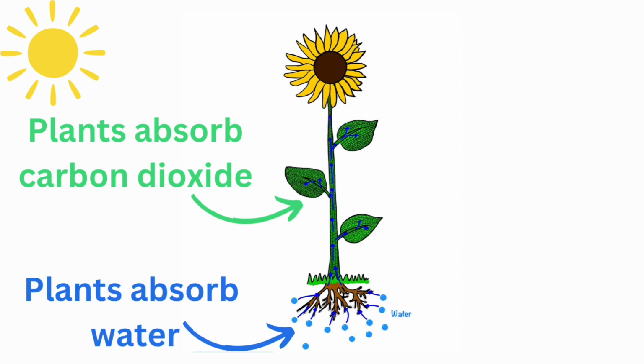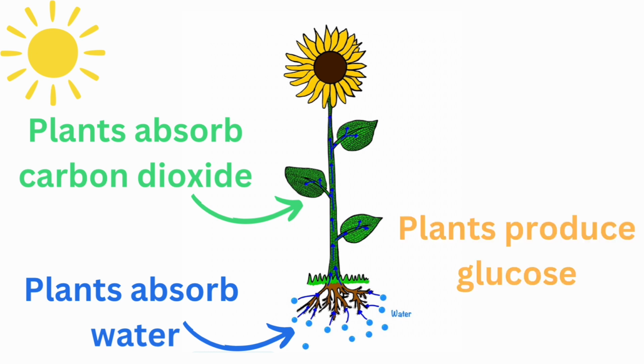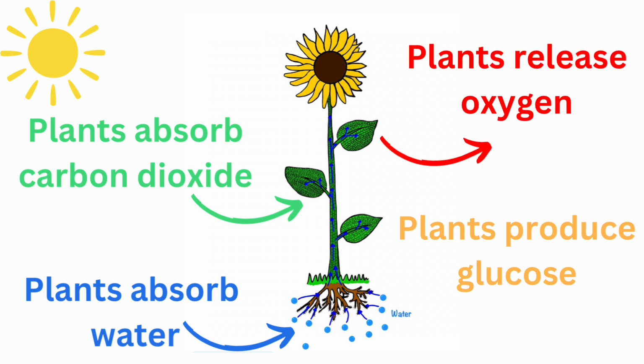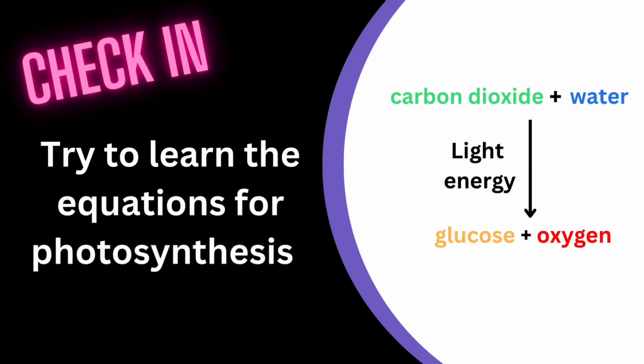Here, I've put an arrow showing the water going in, and I've written that plants absorb water because plants also need water for photosynthesis. I've also written a note to help us remember that plants are producing glucose. And I've put an arrow on our diagram to remind us that the plant is also releasing oxygen as a waste product because it makes oxygen in photosynthesis and it doesn't need that oxygen. Try to learn the word equation for photosynthesis because you often get asked about it in exam questions.